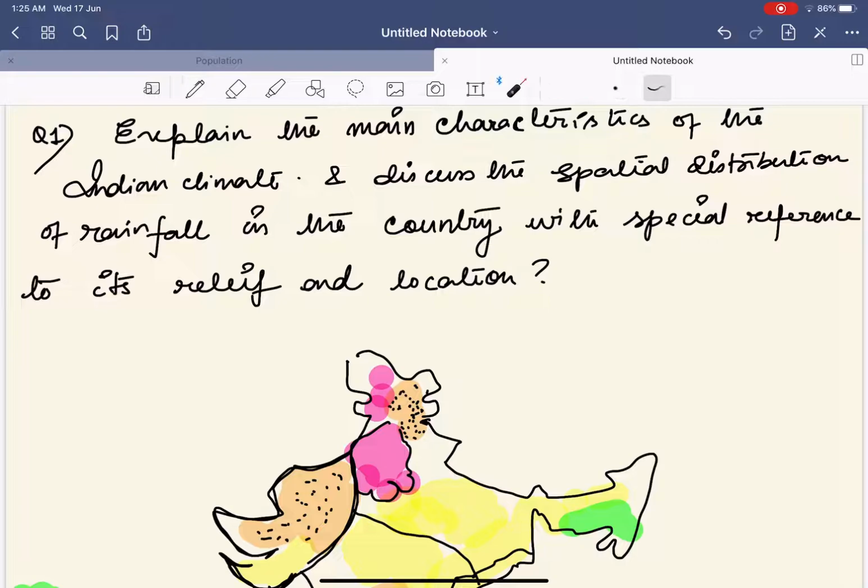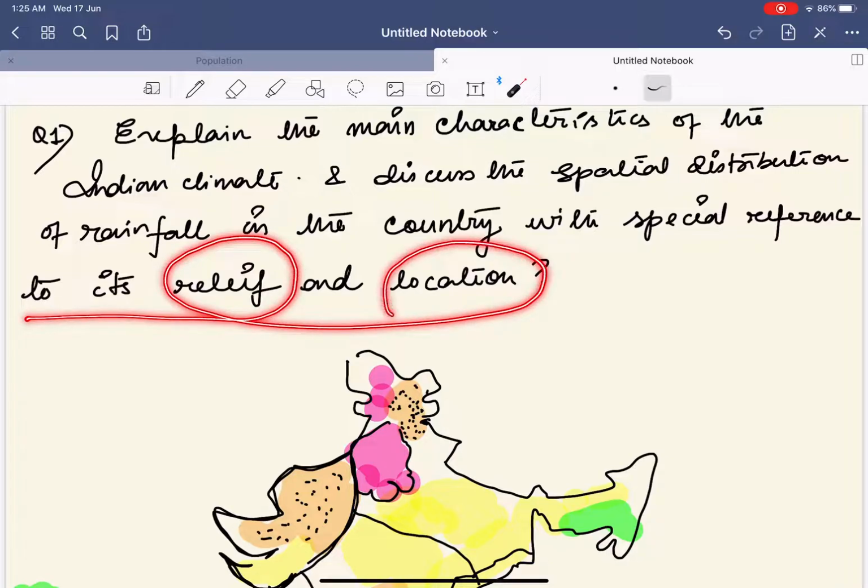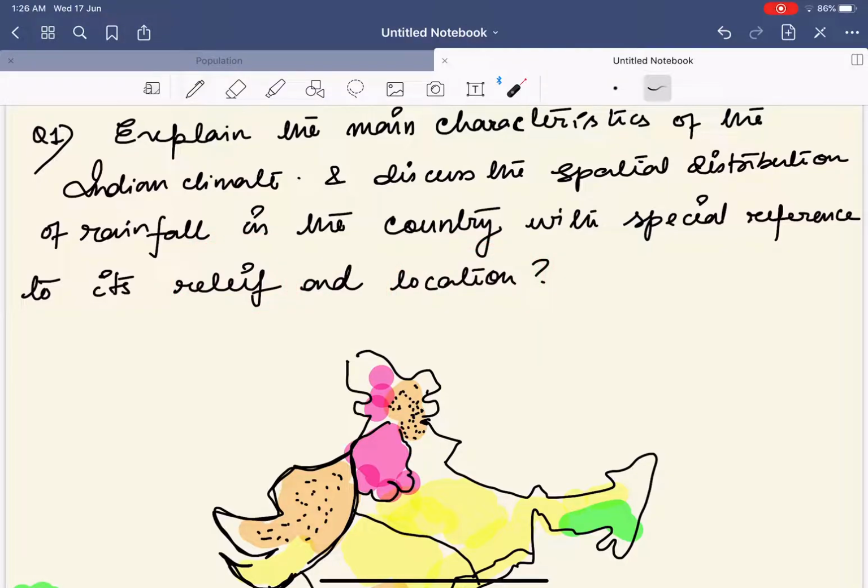Today, the first question was: explain the main characteristics of the Indian climate and discuss the spatial distribution of rainfall in the country with special reference to relief and location. Remember, these are the two things to which you have to give special attention. Now let us understand this.